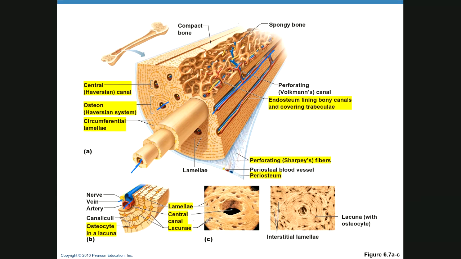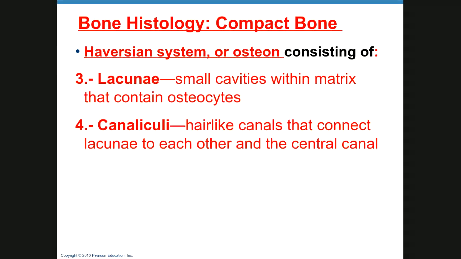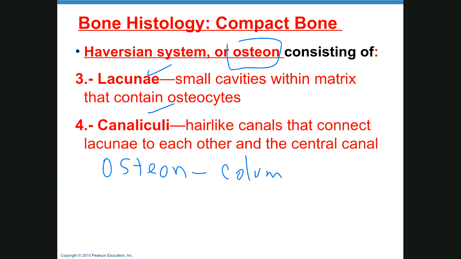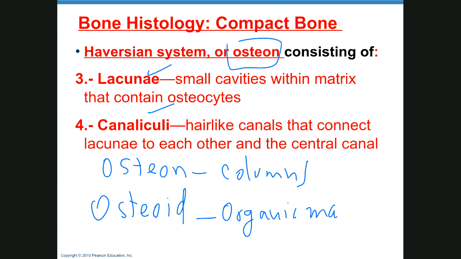Within the matrix, we're going to see lacunae with little osteocytes inside and canaliculi. So this is an osteon. Do not confuse osteon, which are the columns that we see in compact bone, with osteoid, which is the organic component of the matrix of bone tissue.